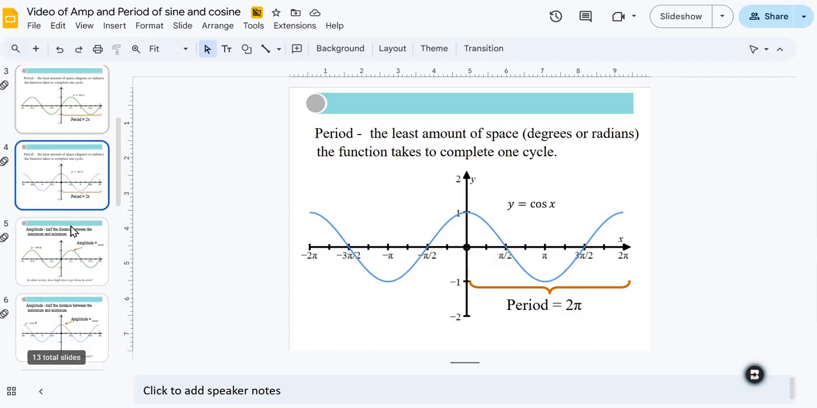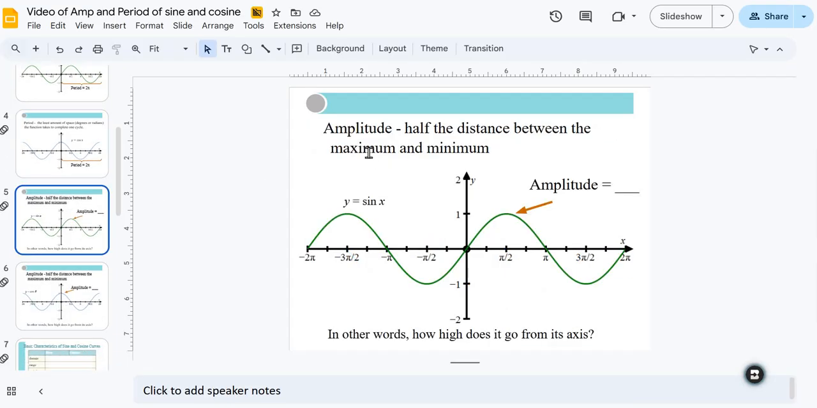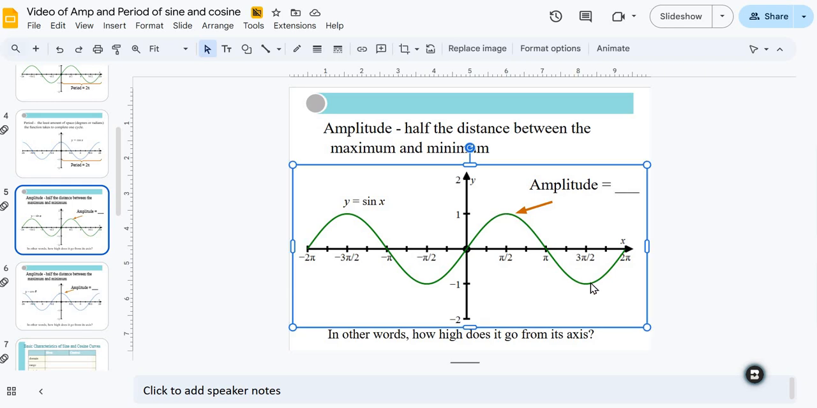Today we're going to be looking at another new term, which is called our amplitude. Amplitude is going to be half the distance between the maximum and the minimum. Notice that our maximum here is 1 for our sine graph, and our minimum is -1. Even as it repeats itself going in both directions, because it's periodic, it repeats those same values over and over again, which means that I don't ever get above 1, and I don't ever get below -1.